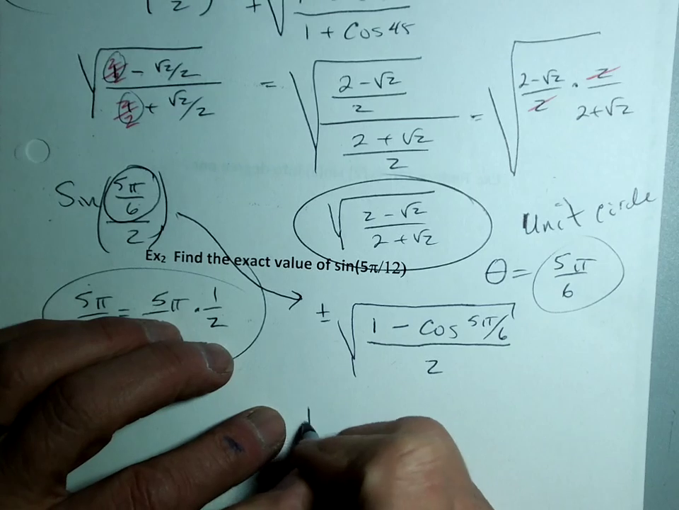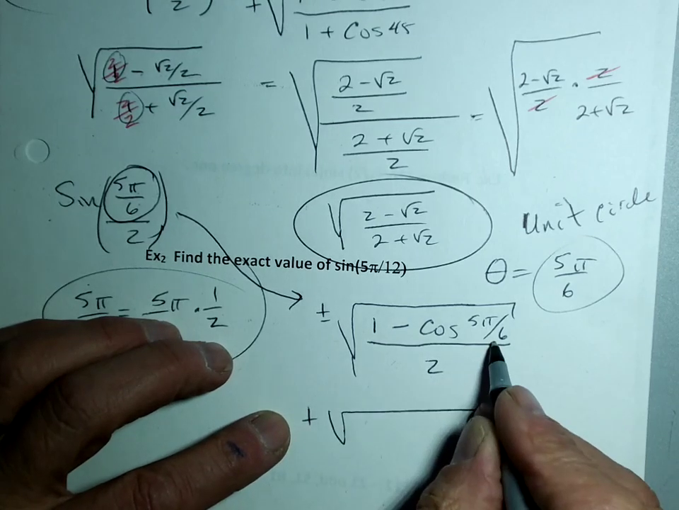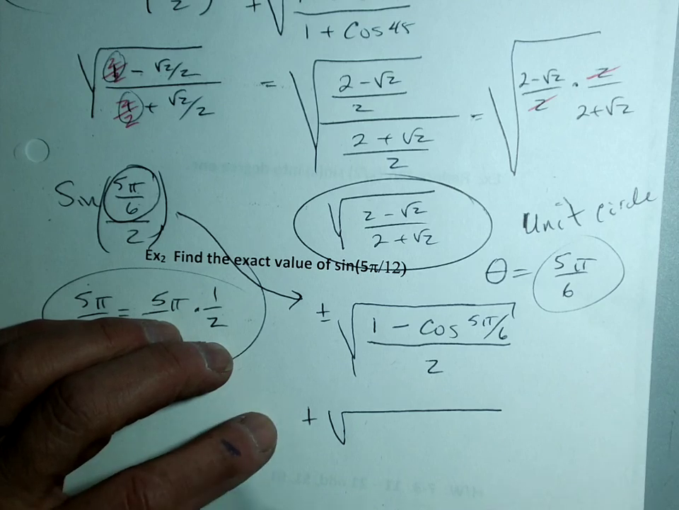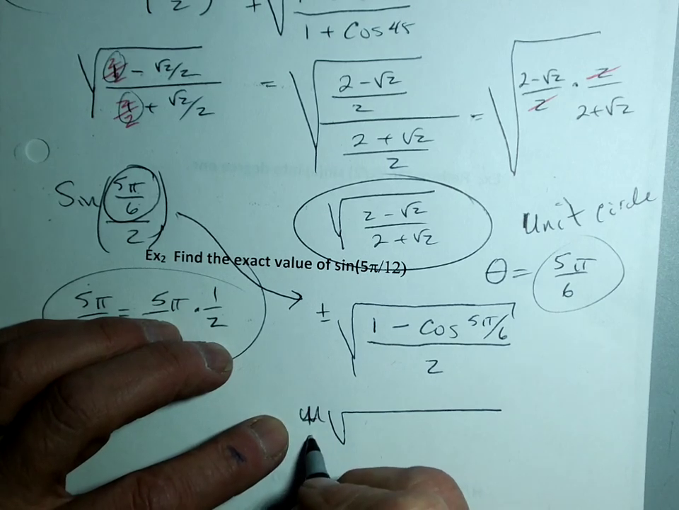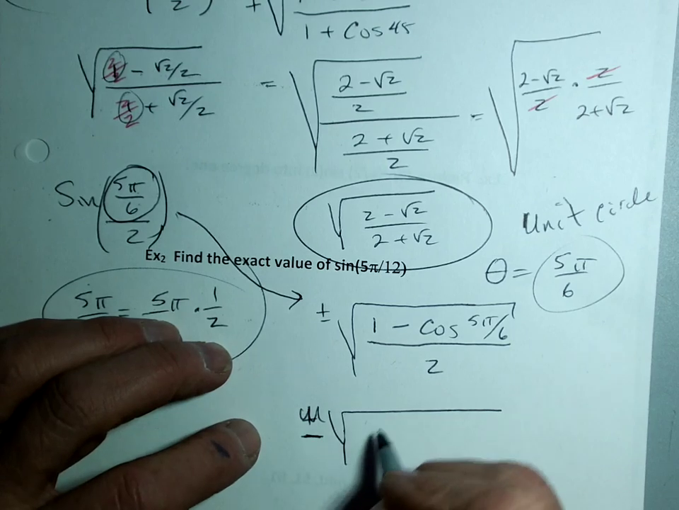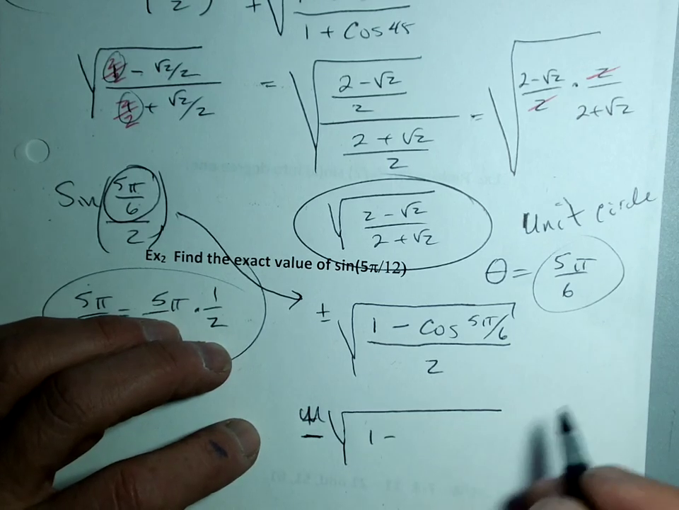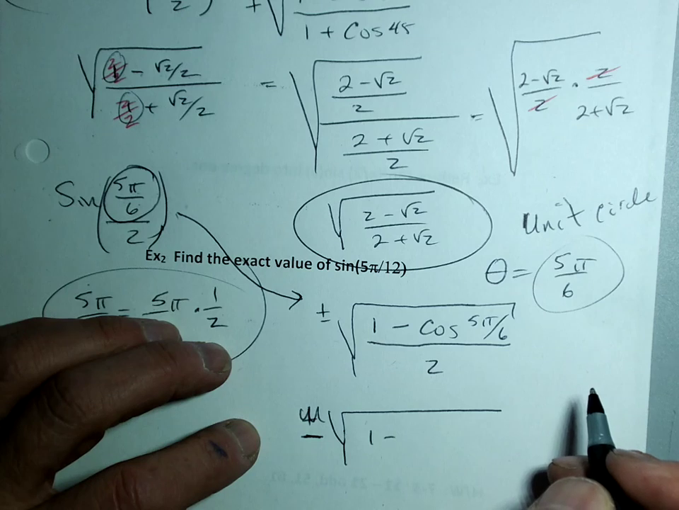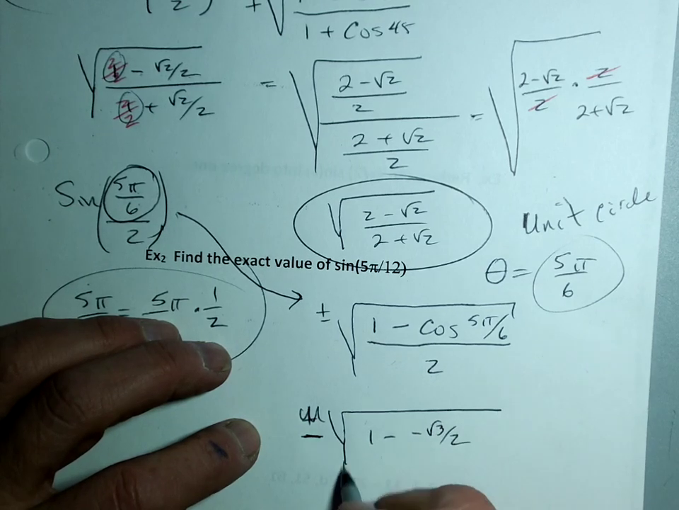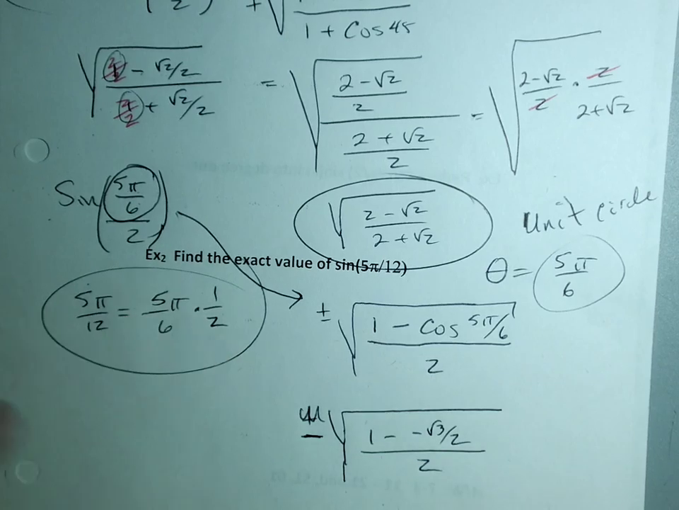So I'm going to go positive square root, because it is positive, 5 pi 6 for cosine. Actually, that's negative. 5 pi 6 over there. So negative 1 minus, let's see, what's the cosine of 5 pi 6? Cosine of 5 pi 6, yep, minus square root of 3 over 2, all over 2. Awesome.